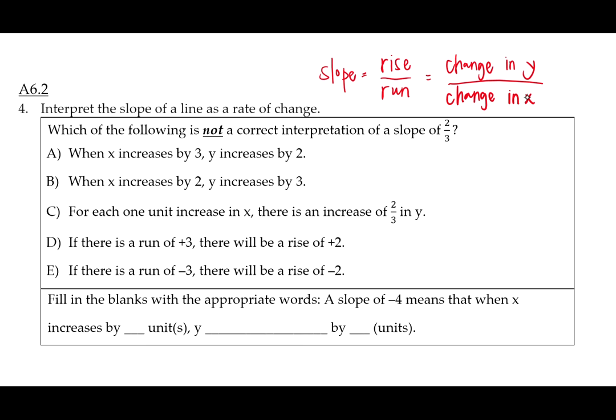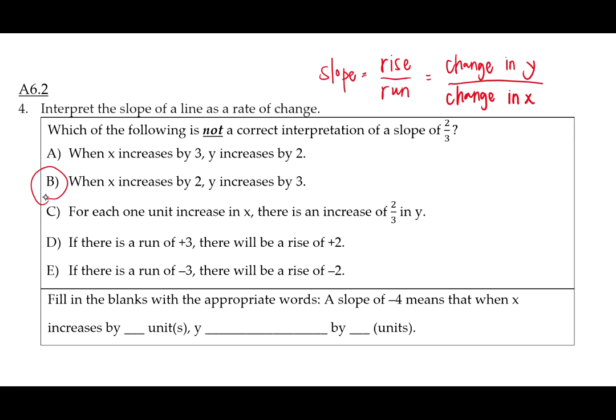Let's look at B. When x increases by 2, y increases by 3. This has the roles of x and y switched. The x increase or change is 3, that's our denominator, and the y increase or change is 2. So B is the incorrect answer. Let's look at C.